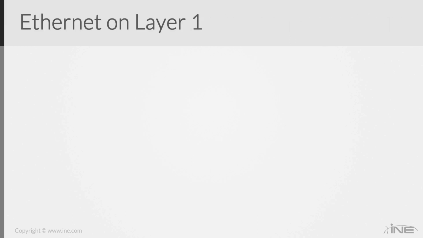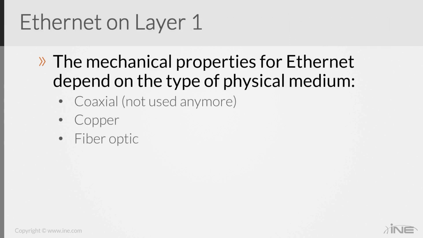So Ethernet on layer 1. The mechanical properties of Ethernet depend on the type of physical media. So there is coax, copper, and fiber. Now coax, or coaxial as it's broken down, isn't typically used anymore.